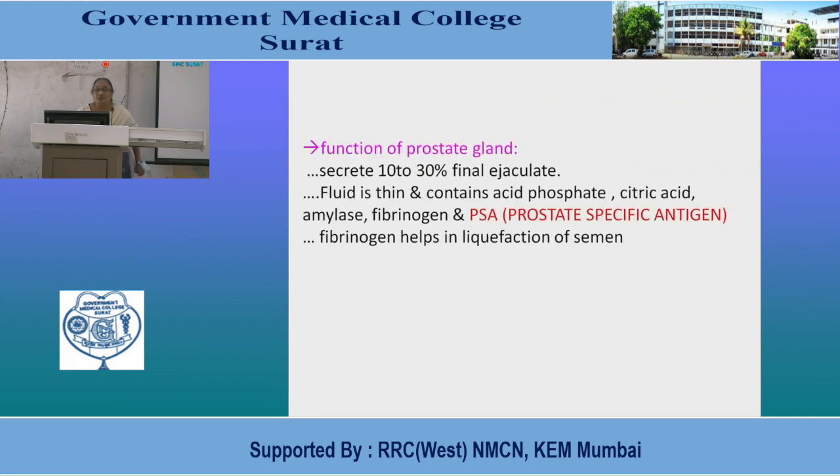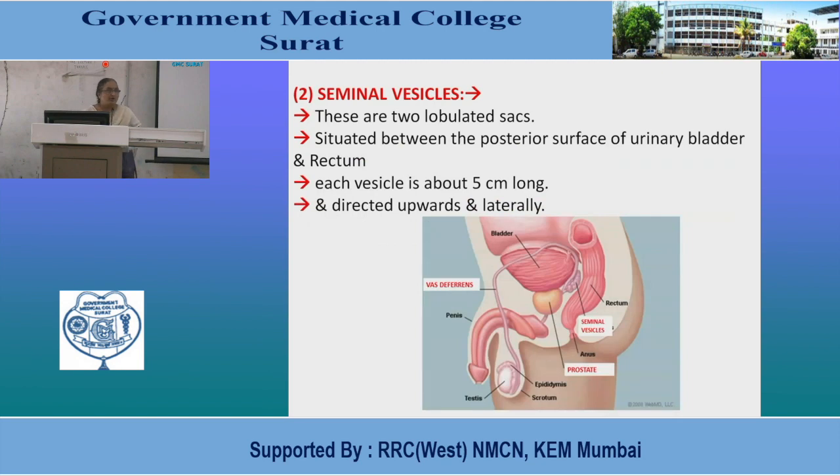The function: it secretes 10 to 30% of the final ejaculate. The fluid is thin and contains acid phosphatase, citric acid, amylase, fibrinogen, and the PSA, prostate specific antigen. So clinically, it is used to rule out prostatic cancer. The PSA blood test is the diagnostic test. Fibrinogen helps in the liquefaction of the semen. So this is about the prostate.